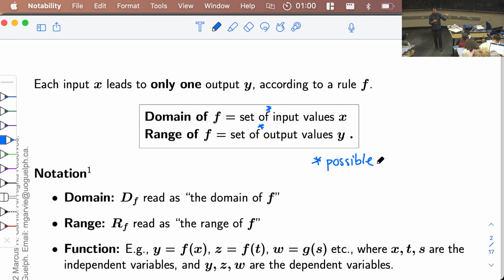The domain and range are really important to know because they're part of the operation of the function. So if you like my analogy of a function as a factory that has inputs and outputs, the domain is what am I allowed to feed into the factory, right?